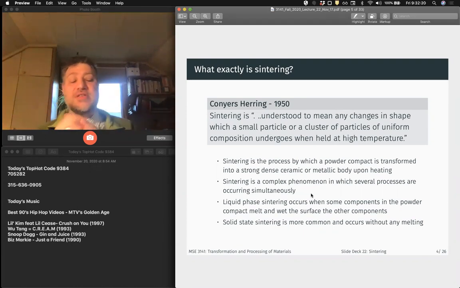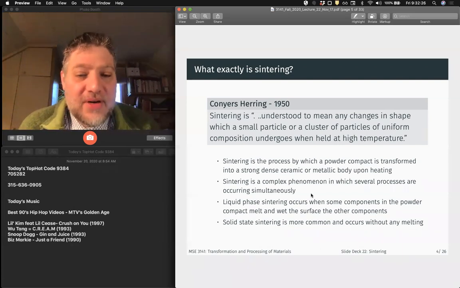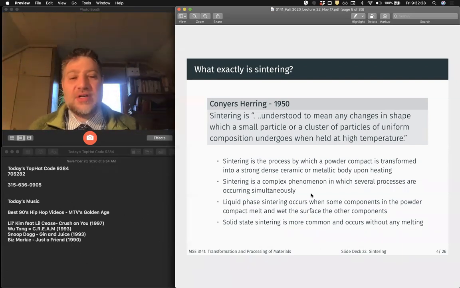Oh yeah. So sintering is the process. You can tell I'm really tired because I'm having a hard time keeping focused on what I'm doing. The chat's too much. The chat is too interesting.